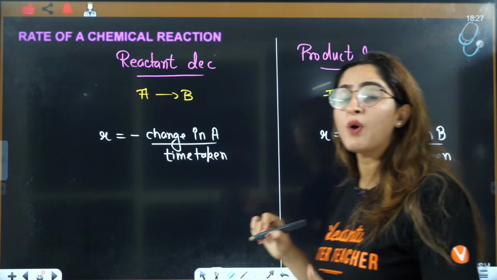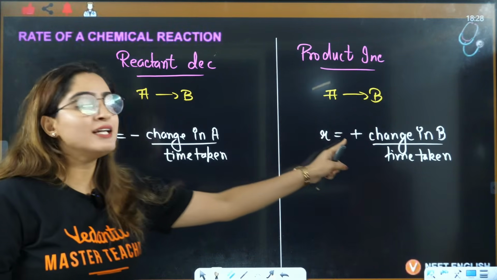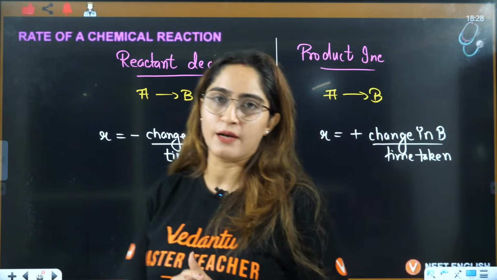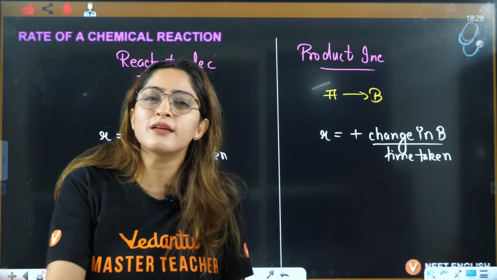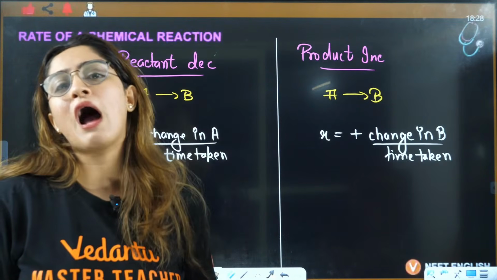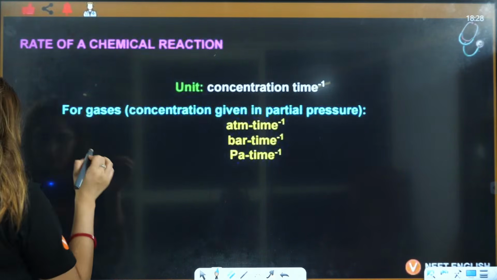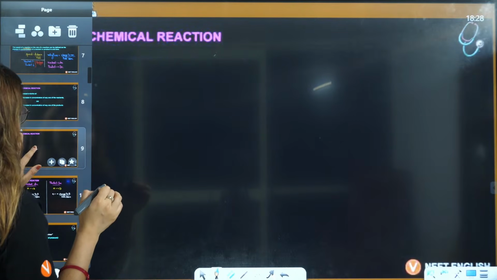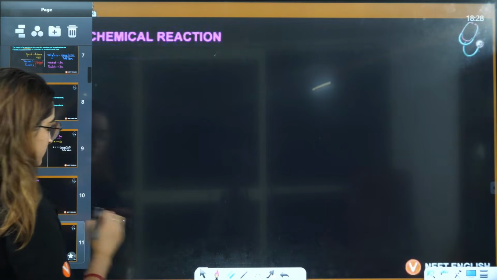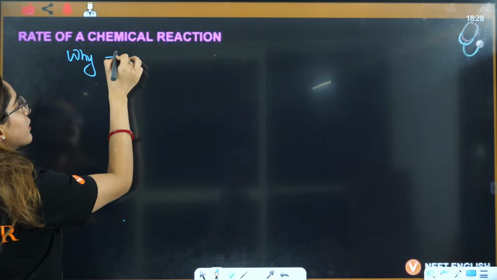That means whenever you talk in terms of reactants, we put a minus here. In terms of products, I put positive there. Now, ma'am, why so? What is the reason behind that? Why are we putting negative here and positive there? That you have to understand. Now, I'll tell you the reason behind that. Let's understand the reason why negative and positive.